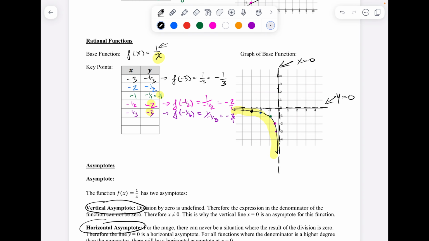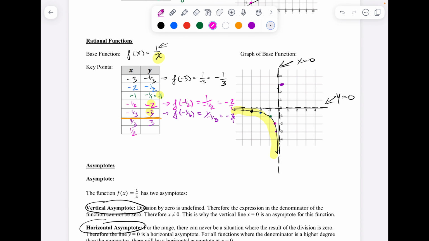So let's take a look at what happens when I cross over to the positive side. Well, you can see that exactly the same values are going to happen. So here, let me just pull a line here. That's kind of like my asymptote. And if I go to positive 1/3, well, it's going to be 3, right? It's the same value, but positive. So as I go to positive 1/3, my y value is 3.